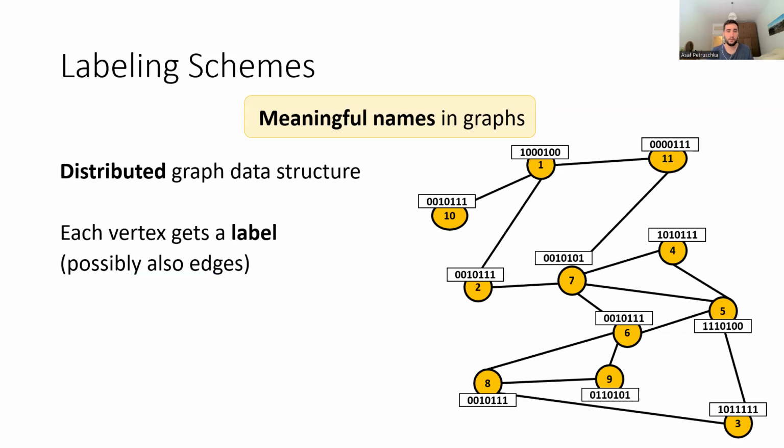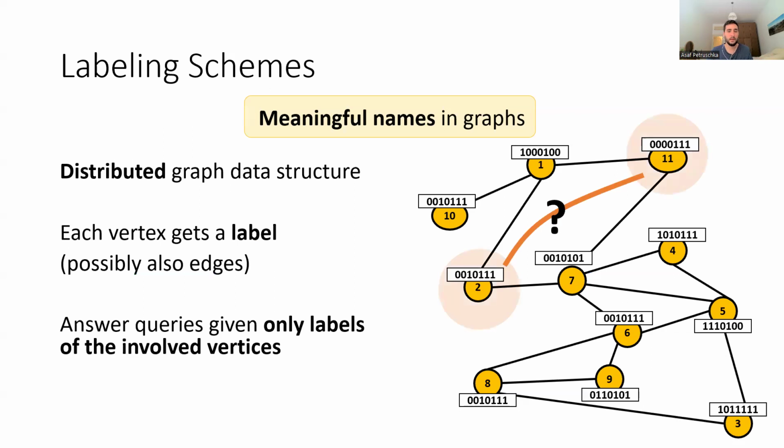vertex labels. So this can be seen as a distributed graph data structure, where each node stores locally some small amount of information. And the meaningfulness of the labels is in the ability to answer queries of interest merely by looking at the local information stored at the vertices. So for example, if one wants to answer some query involving vertices 2 and 11 in the graph, like whether they are adjacent, connected, or what is the distance between them, they should be able to do so just by inspecting the labels of these two vertices without any other knowledge on the graph.